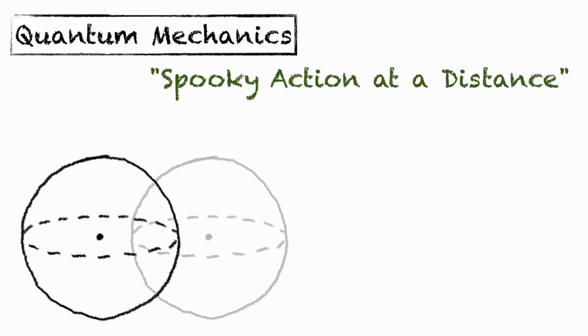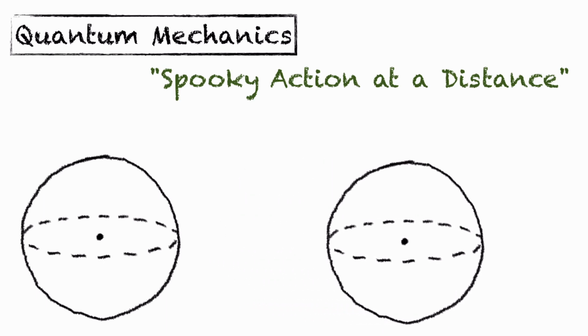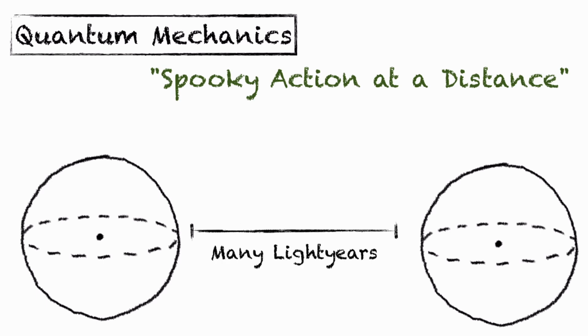We can manipulate the two particles such that they will always be in opposite states. Suppose we do this for the two particles shown here. Then we move the particles many light years apart. As soon as we measure the first particle, the quantum state of the second particle instantly collapses to the opposite state of the first one. Almost as if the second particle knew that the first one was being measured.